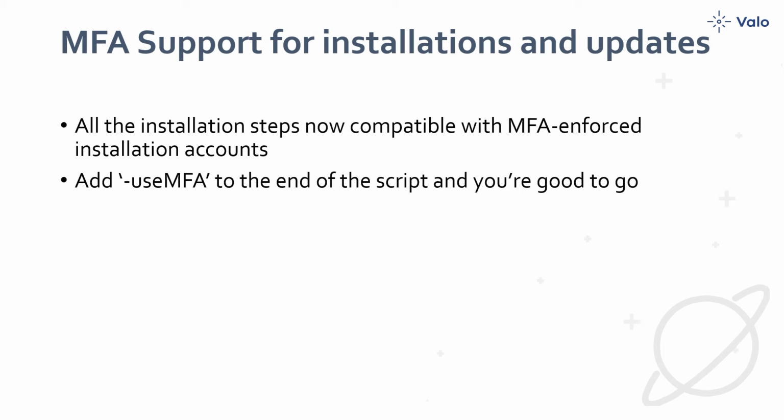Basically, you'll just need to add the use MFA switch to the end of the script that you run when doing the Teamwork installation, or the two scripts that you run to be exact, and then you are good to go. So basically, you'll be opening the web authentication form instead, and there you can enter the one-time password that you get on your mobile phone.